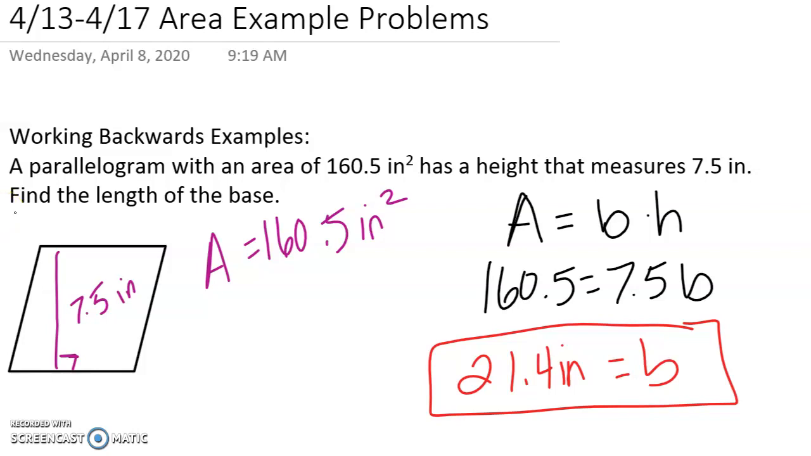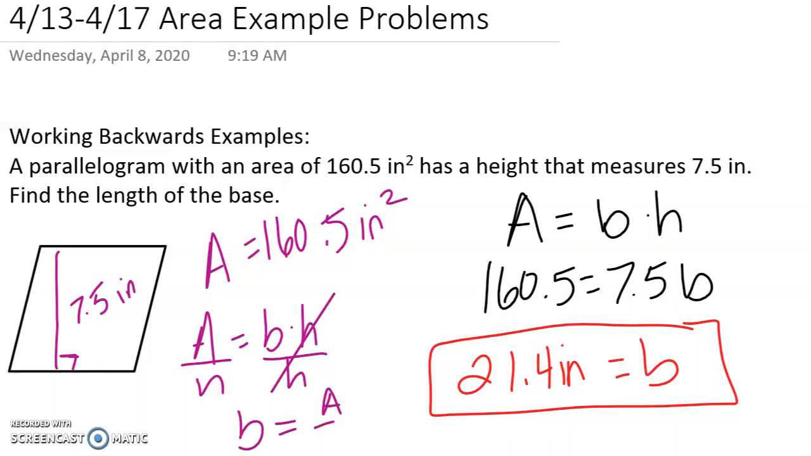Now, another way that you could do this is after you have your formula written down, you can solve it with the variables already in place for whatever you're solving for. So in this case, if I have area equals base times height, and I know that I'm looking for my base, I can divide both sides by the height. And then we get base equals area divided by height. At that point, I could plug in my values and I'll get the exact same answer that I did plugging in my values at the beginning. This can be nice though if you want to just do one calculation on a calculator.